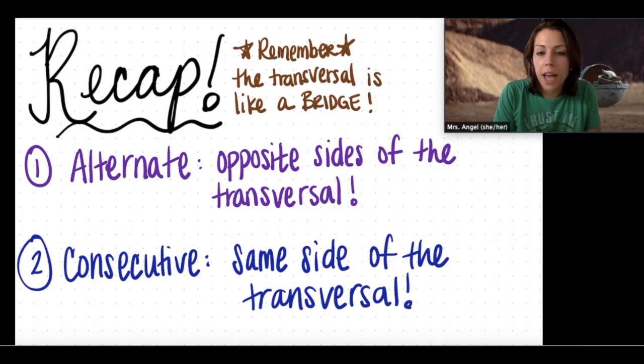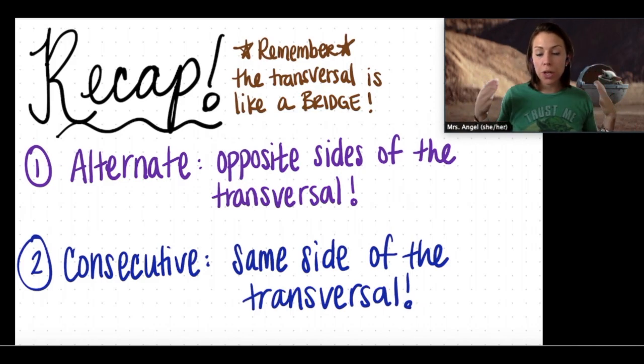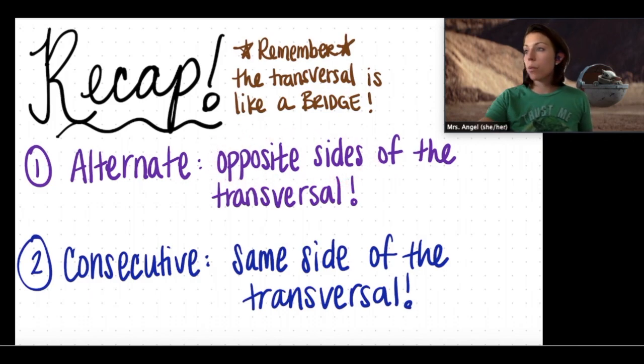Just to quickly recap, remember that transversal is like a bridge going over the water, over the river. And when you're looking at alternate versus consecutive, you have to imagine yourself standing on the bridge. So alternate angles are on complete opposite sides of the transversal. If you're looking at one angle up and to the right, then the alternate angle would be back and to the left, and vice versa.